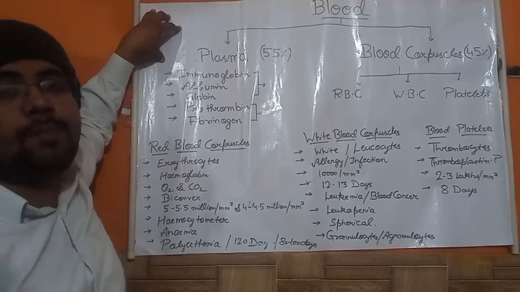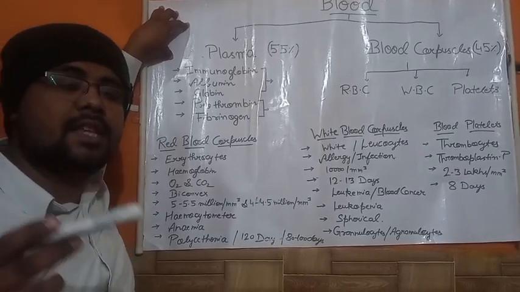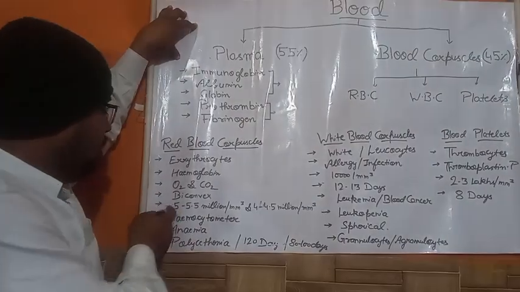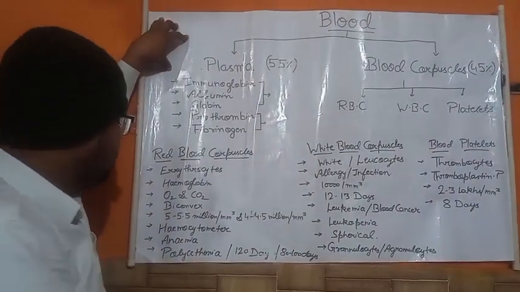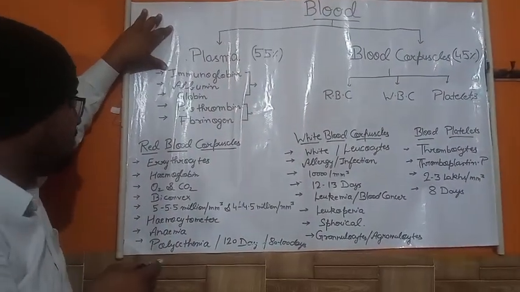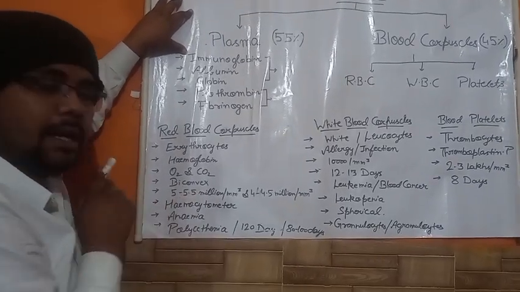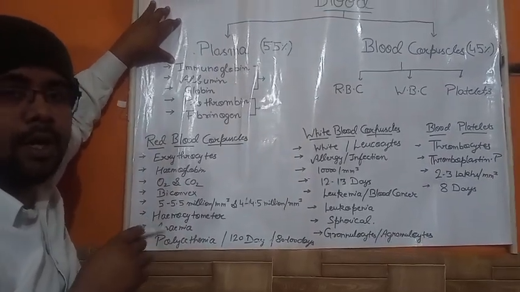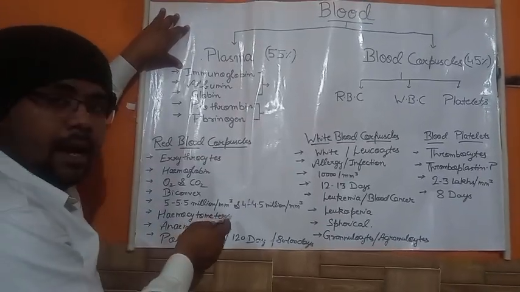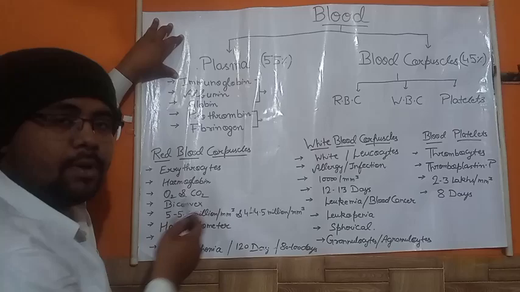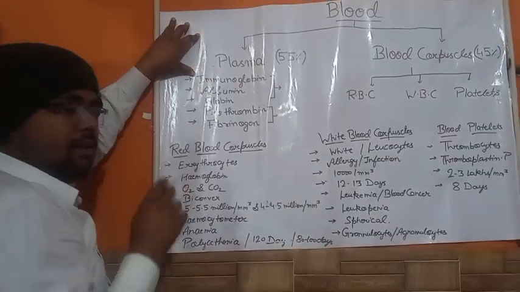What is the shape of RBC? The shape of RBC is biconvex. What is the count of RBC in our body? In males, 5 to 5.5 million per mm cube are present. And in females, 4 to 4.5 million per mm cube are present in blood.